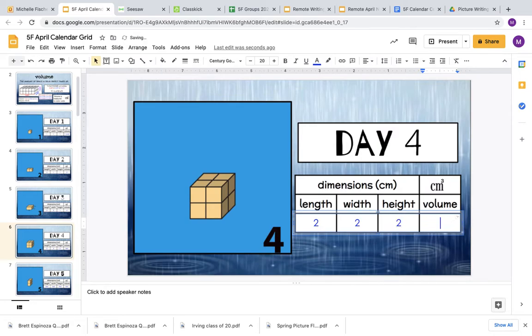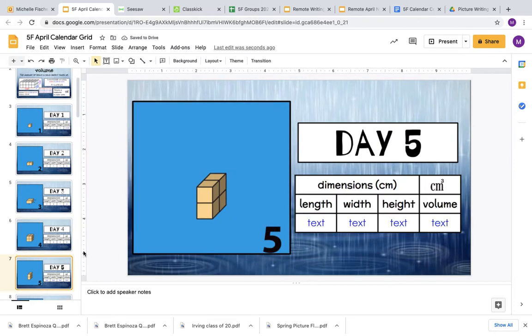Now let's multiply all 3 numbers. Now this is not 2 times 3. Remember, you want to start by multiplying length times width. So 2 times 2 is 4. 4 times 2 is going to be 8. All right, let's go to day 5.